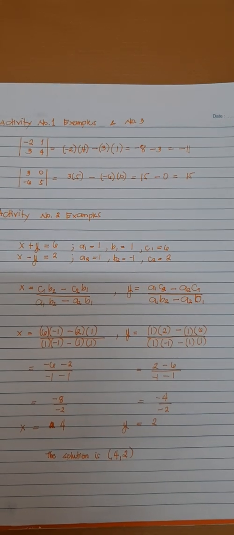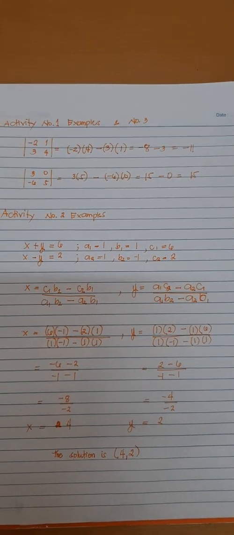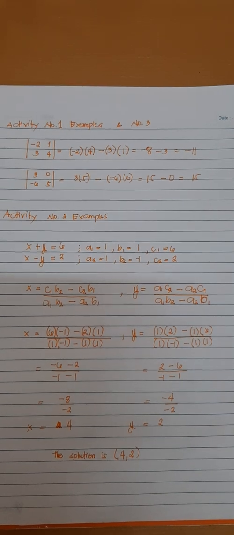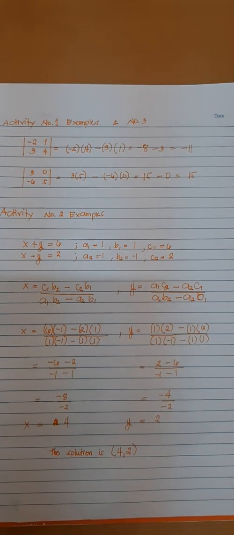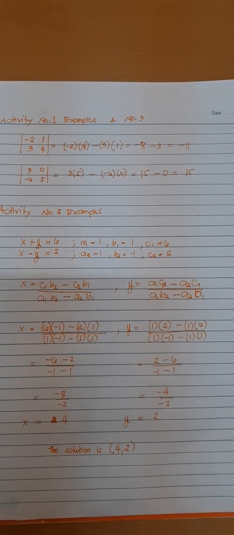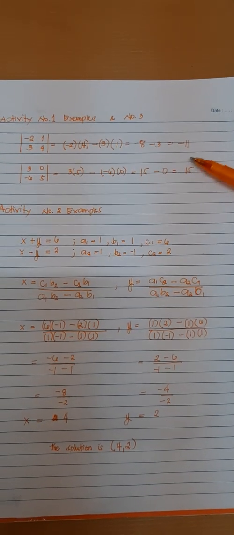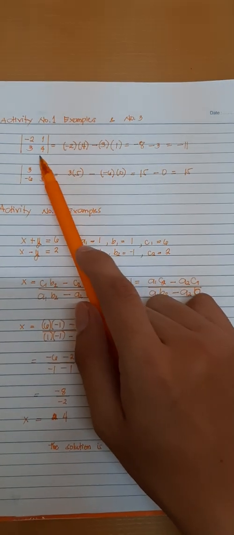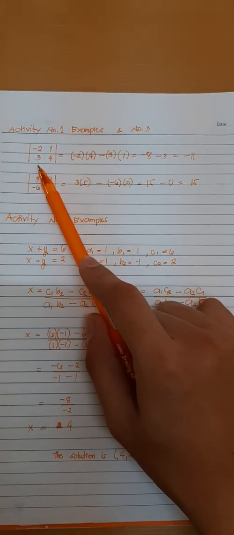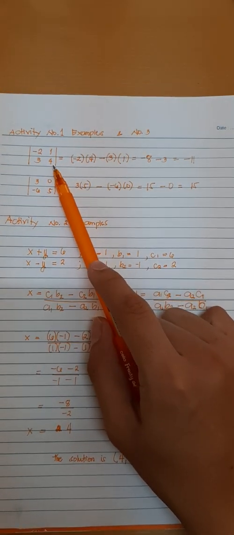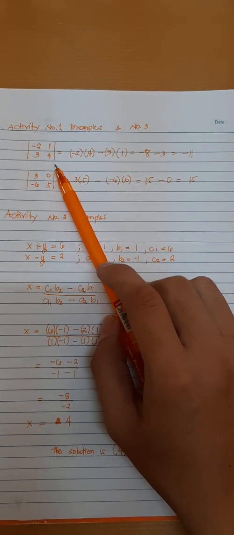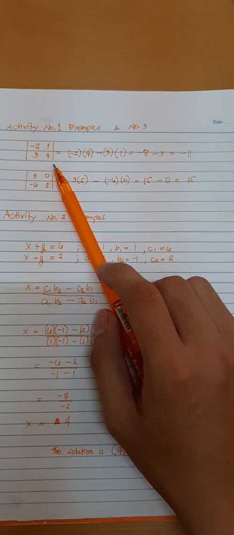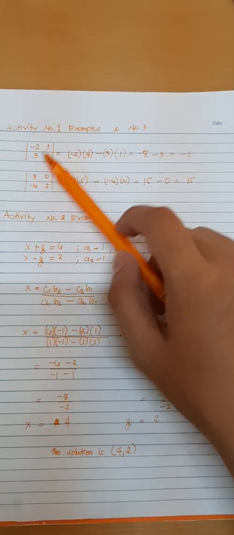Good morning everyone. Our lesson for this video is about the evaluation of the determinants of a given linear equation. So for activity number 1 and activity number 2, we have here two sets of examples. For the first example, we have -2, +3, 1, and +4. All you need to do is just subtract the product of the diagonals to each other.